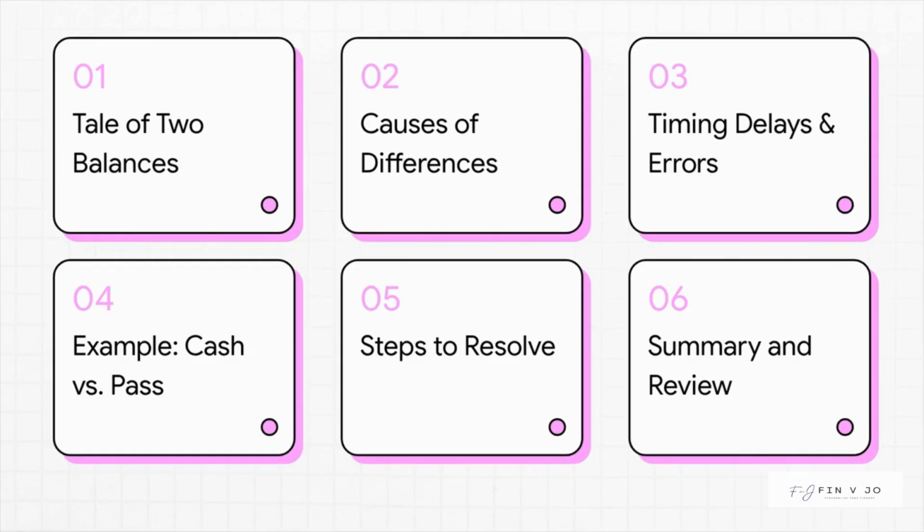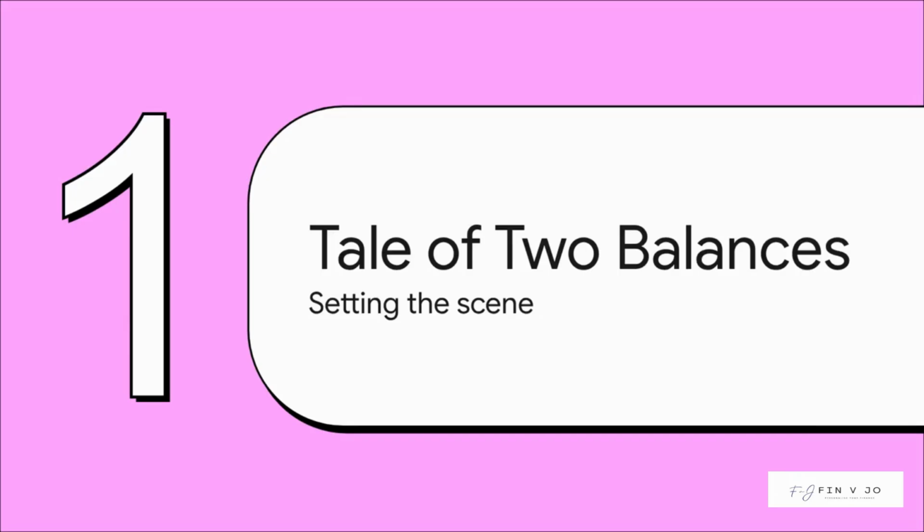Okay, let's dive right into this. Here is our syllabus for today's review. First, the tale of two balances, then causes of balance differences, followed by timing delays and errors. After that, an example comparing the cash and passbook, then steps to resolve differences, and finally, a summary and final review. Section 1. The Tale of Two Balances.